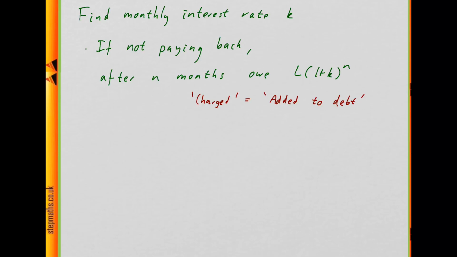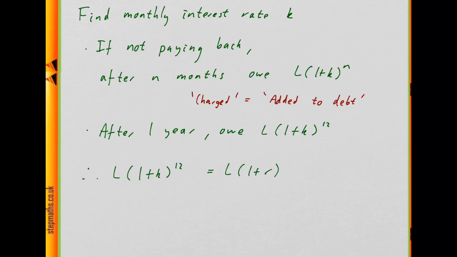One thing I'm noting here is it says we're charged interest. I'm taking that to mean it's added to the debt, the amount we owe. So now what happens after 12 months or 1 year? Well, that's just n equals 12. So we owe L times (1 plus K) to the 12. And that's the same as if we applied interest rate R once. So that means L times (1 plus K) to the 12 equals L times (1 plus R).